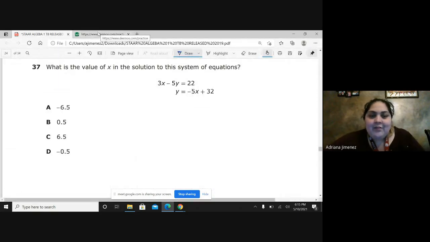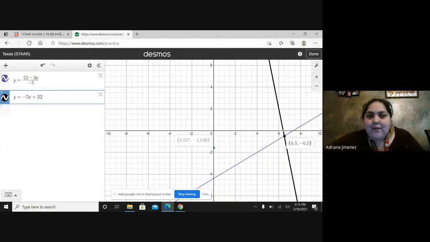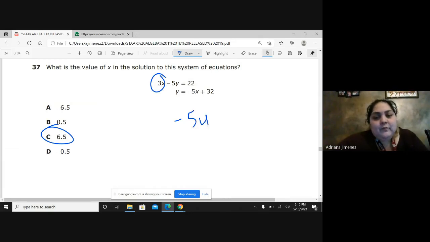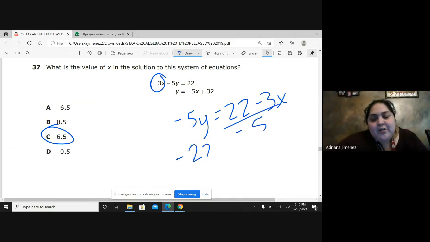It wants the x value. So the x value is 6.5. So we circle 6.5 positive, and there you go. What we did was we moved this over, and then we divided by the number in front of the y. When I typed it into Desmos, it was like this. Sorry, that's supposed to be a positive 22.